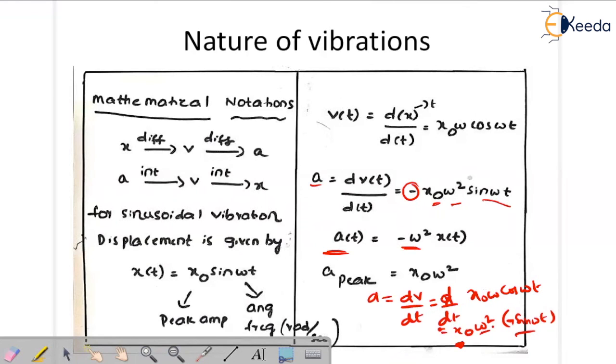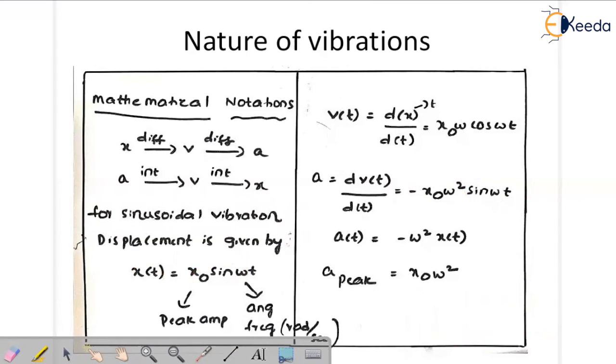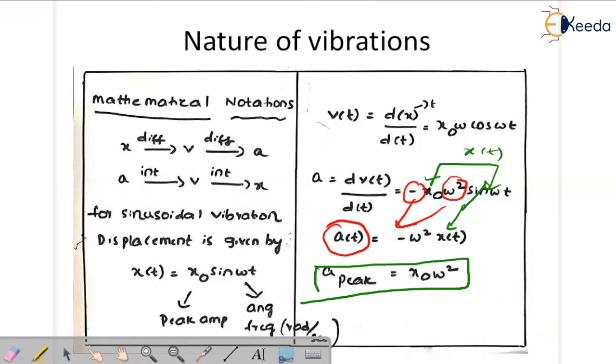What is x naught sine omega t? It is x of t. So we can write a of t equals minus omega square x of t. The peak acceleration is given by x naught omega square, a peak value.